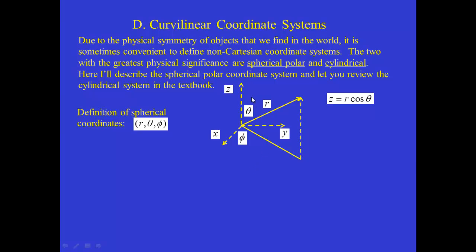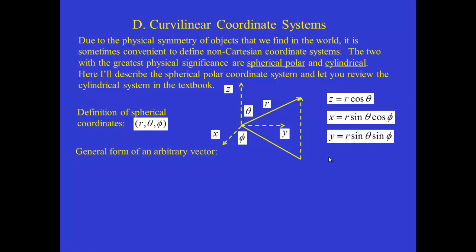z is simply the projection of this r vector onto the z-axis, which is r cosine theta. The x component then is easy to get because the line that's in the xy plane now has length r sine theta, and the projection of that onto the x-axis gives the x-coordinate. So it's r sine theta times the cosine of phi. And similarly, the projection of that same line of length r sine theta onto the y-axis is r sine theta sine phi. So those are the three simple relationships between the coordinates.